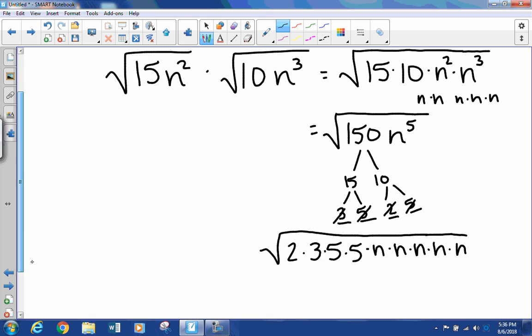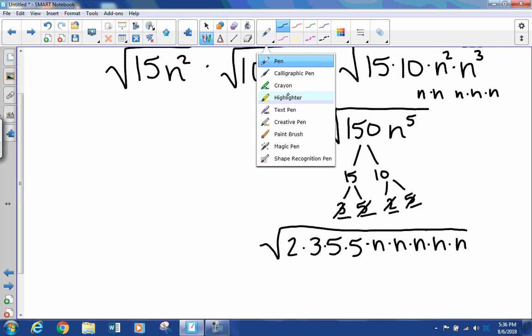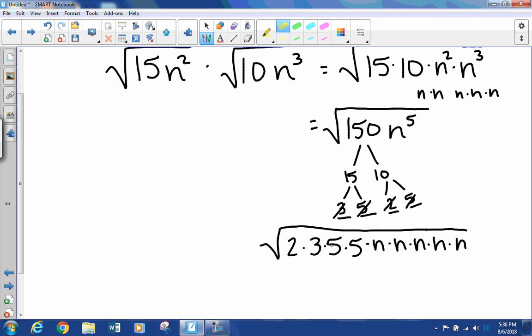And now I'm going to highlight the pairs of factors that I have in common. In this case, I'm going to highlight a pair of 5s, one pair of n's, and a second pair of n's. And if I highlight a pair of factors inside the square root, when they come out, that would be one 5 from this pair, an n from this pair, and another n from that second pair. And that's all that we got to take out of the radical. What's left behind is 2 times 3 times n.